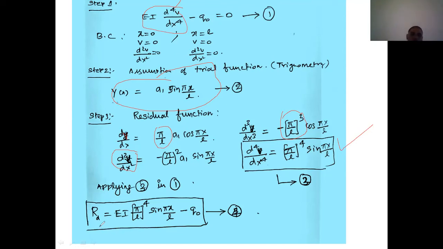the residual function. So the residual function becomes R is equal to EI into, instead of d power 4 v by dx power 4, you can substitute the value of pi by l the whole power 4 into sine pi x by l. So you will get EI into pi by l the whole power 4 into sine pi x by l, minus q naught. So this is the residual function.